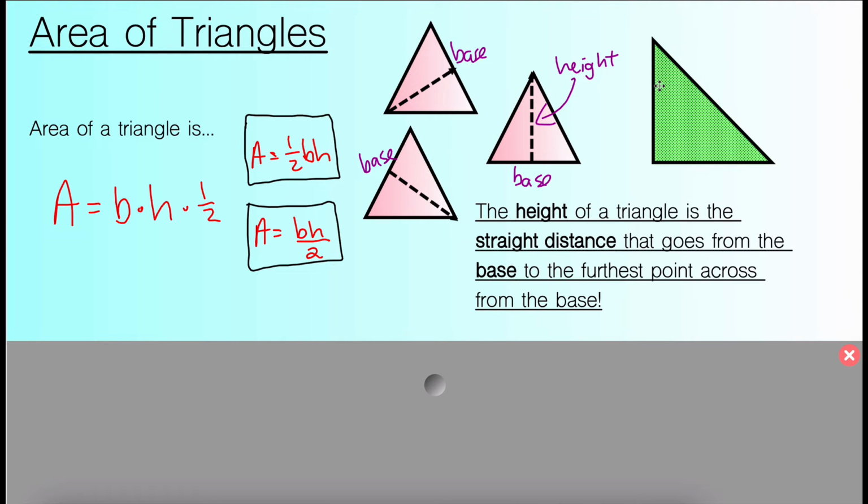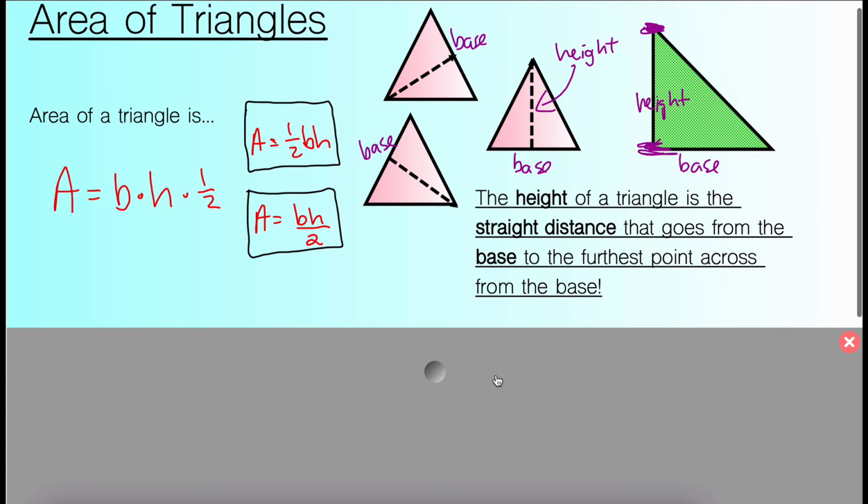Lastly, in a right triangle, if this is the base, then the height is actually this other side, because it's a straight measure that goes from this base all the way up to the height, the tallest point across from it. So right triangles can be a little unique because the height is one of the sides sometimes. Like if I'm given this as the base, then the height would be going straight up and down from the base to the tallest point across from the base. But let's look at some examples. I think it might help you to understand what I'm saying about base and height.